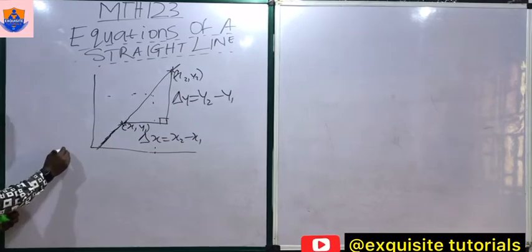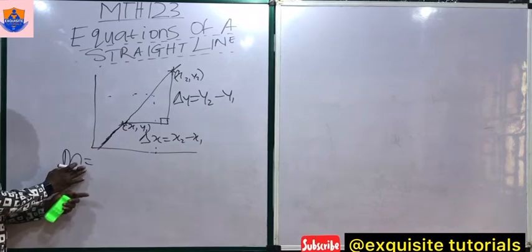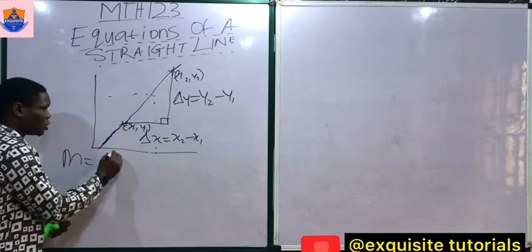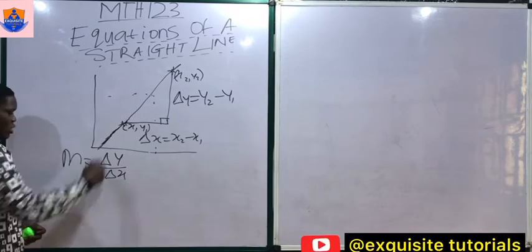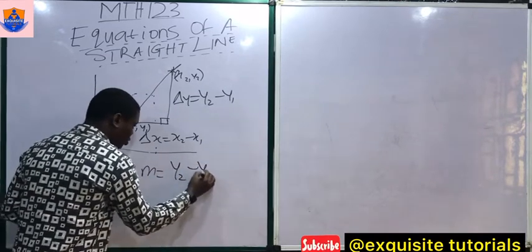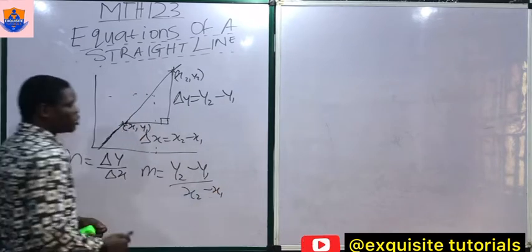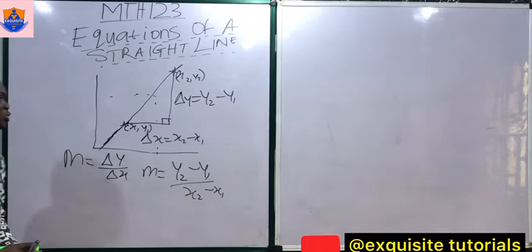In this course, we call the gradient m. We use the letter m to represent the gradient of a straight line. The gradient of a straight line is change in y over change in x. So we can say the gradient of this straight line is y2 minus y1 all over x2 minus x1. This is not the equation of the straight line yet.